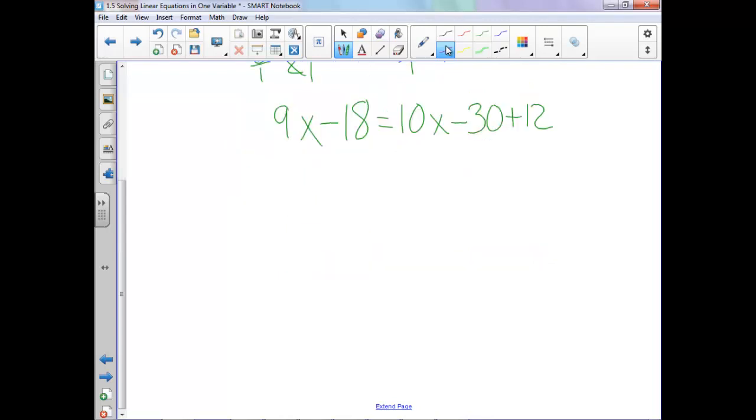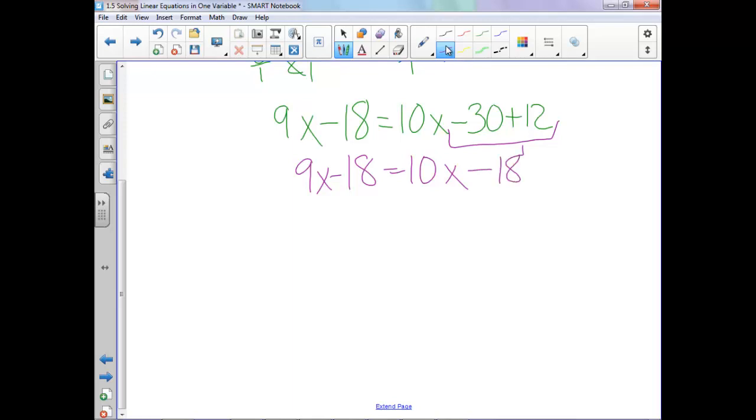Now let's add our like terms. So these two, neither of them have an x, so we can combine them. So we have 9x minus 18 equals 10x, and negative 30 plus 12 is negative 18.